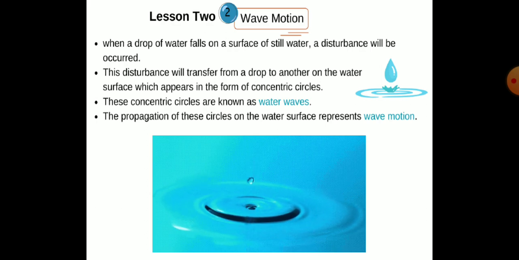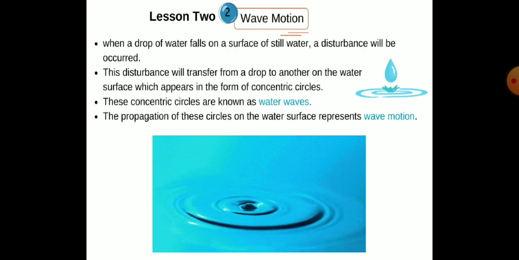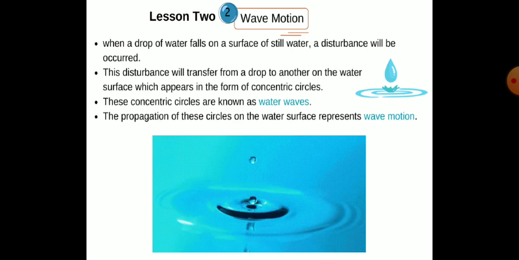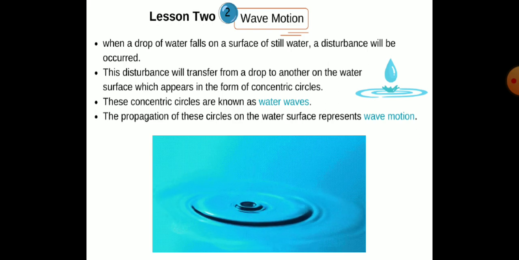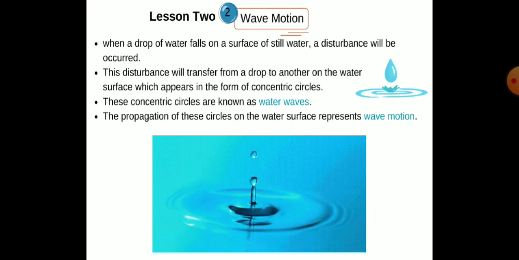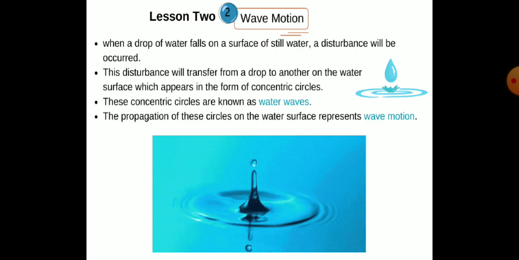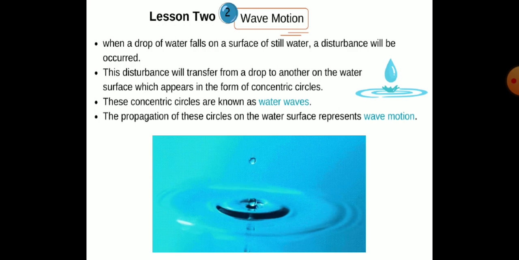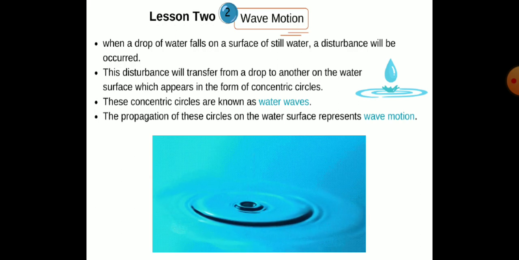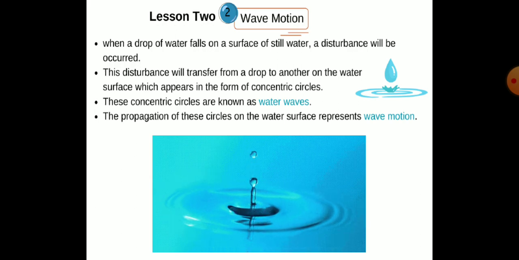This disturbance will transfer from a drop to another on the water surface, which appears in the form of concentric circles. So these concentric circles are known as water waves. So the propagation of these circles on the water surface represents the wave motion.